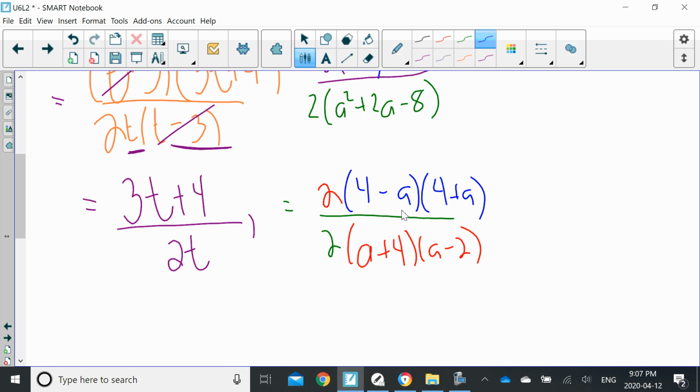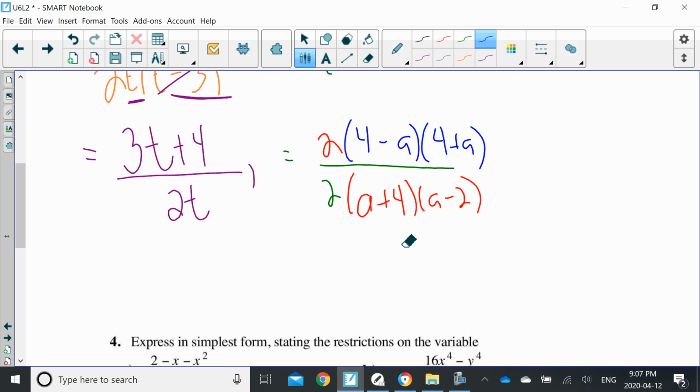That would be the difference of squares. What can I cancel? 2 over 2 cancels. What else cancels? A plus 4. And if I wrote this the other way, remember I said always write your variable first, this would be a plus 4. So a plus 4 and a plus 4 would cancel, and what I would be left with is 4 minus a.